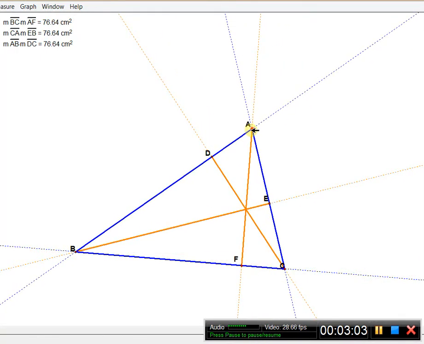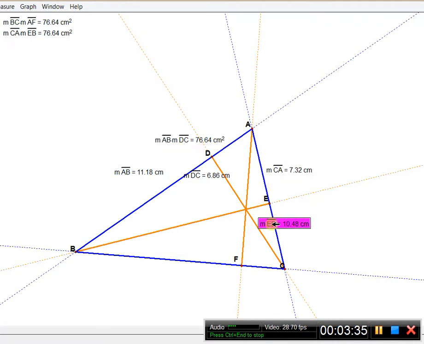Okay, so since these are used in area, let's look at some properties. If I take the measure of side AB and the measure of its altitude, DC, and I multiply them together, then I get that number. If I take side AC, or CA, and the altitude to that, EB, and I multiply those two together, I get the same number as I had before.